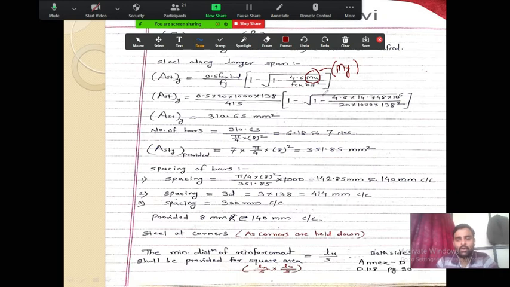All the other values are the same as those used in the calculation of Ast x, except the depth. The depth in the y direction is 138, as we have already seen. The depth in the x direction was 146. The depth in the y direction is different because in the y direction, the x direction bar is here.